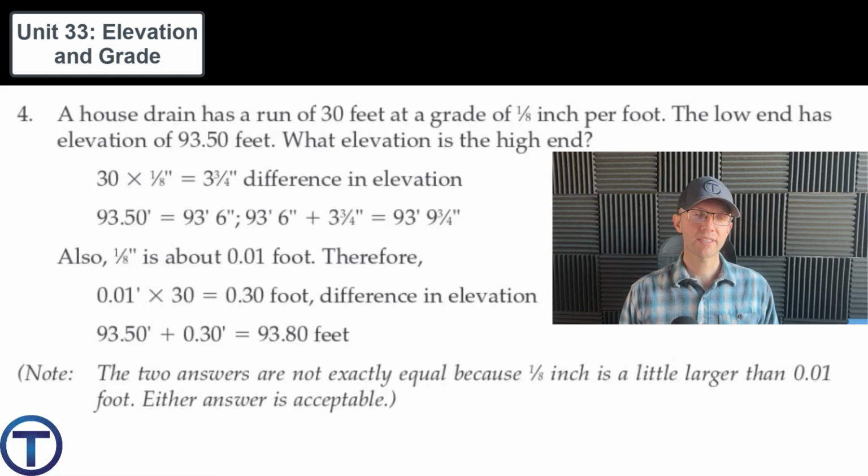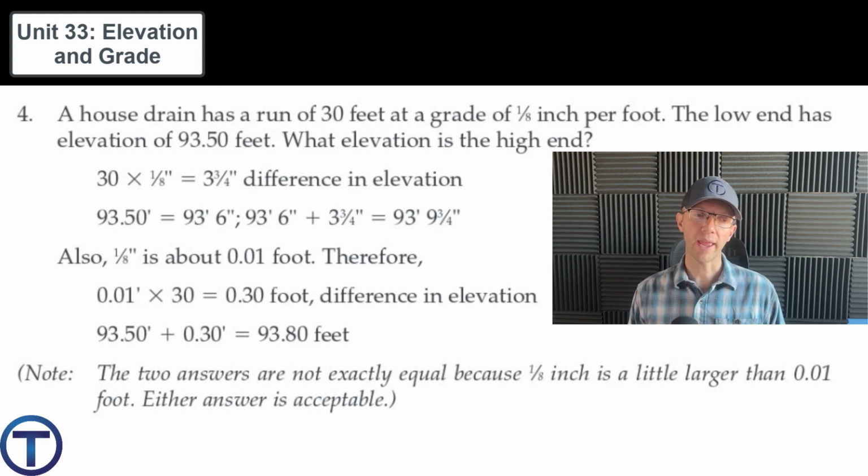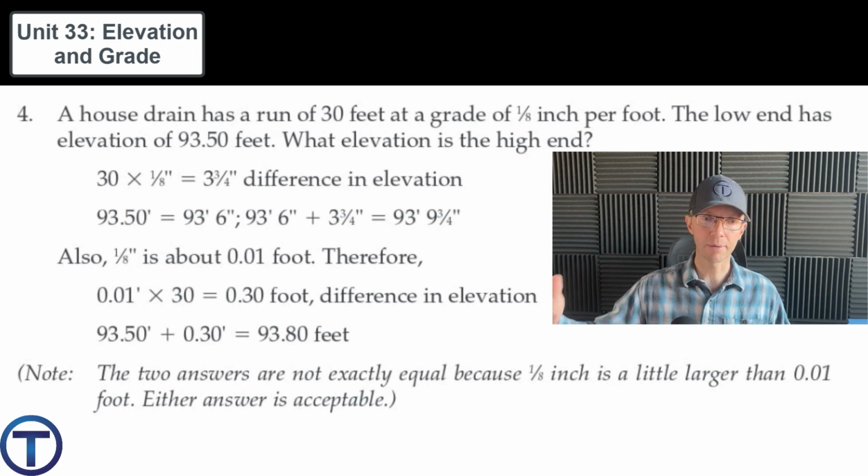Okay, we have one more sample problem here. It says on number 4, a house drain has a run of 30 feet at a grade of 1/8 inch per foot. The low end has an elevation of 93.50 feet. What is the elevation at the high end? We want to be able to describe the depth below our fixed point, our benchmark, as to where the pipe should be here and where the pipe should be there.